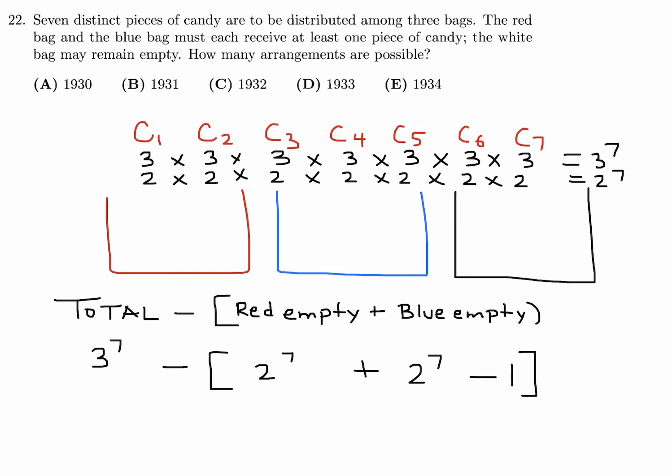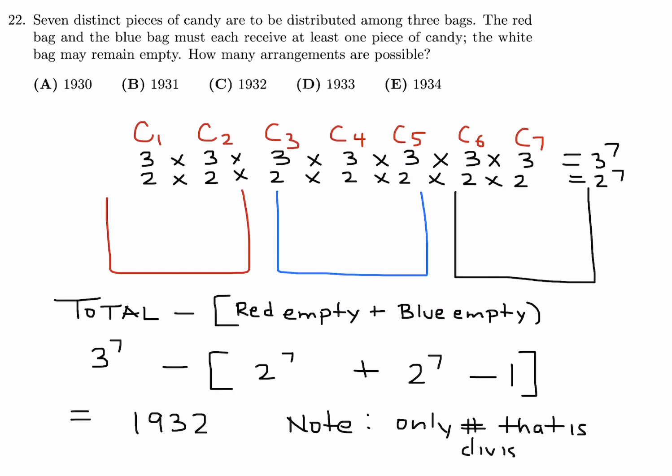So this is it. This is the probability. It really boils down to just this equation. So if you do the math here, if you figure out all these numbers, it comes to 1932. And I want to point out one little thing here. Note that this number of 1932 is the only number in the answer choices that is divisible by 42. And that's important.